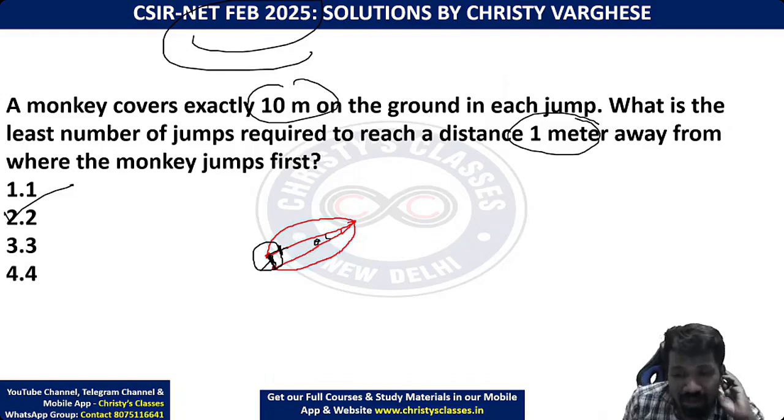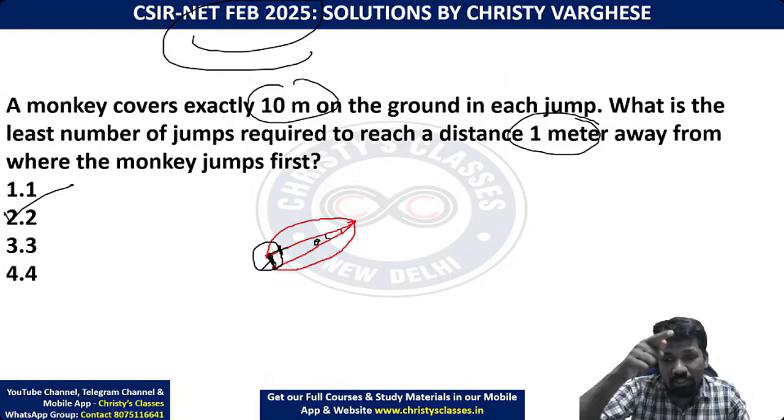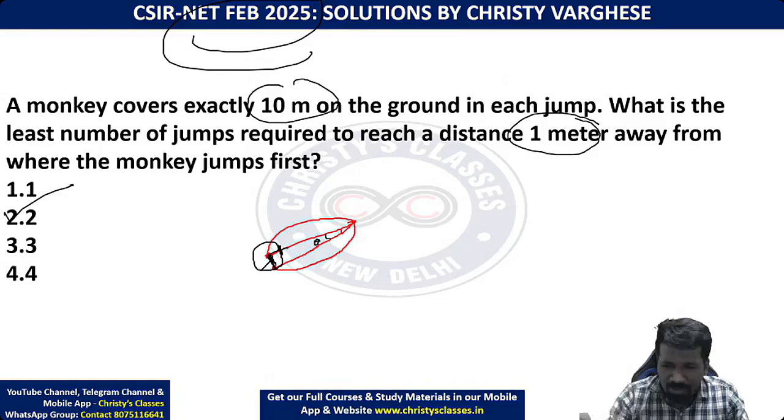COVID time में एक बार ऐसा भी हुआ था. Same number itself, same dicto same. All questions were from previous years. That was when CSIR was not having time to prepare new questions. But ऐसा repetition हर बार होता है. Maybe 1 question, maybe 2 question, maybe 3 question, maybe 4 question, depending upon your luck.